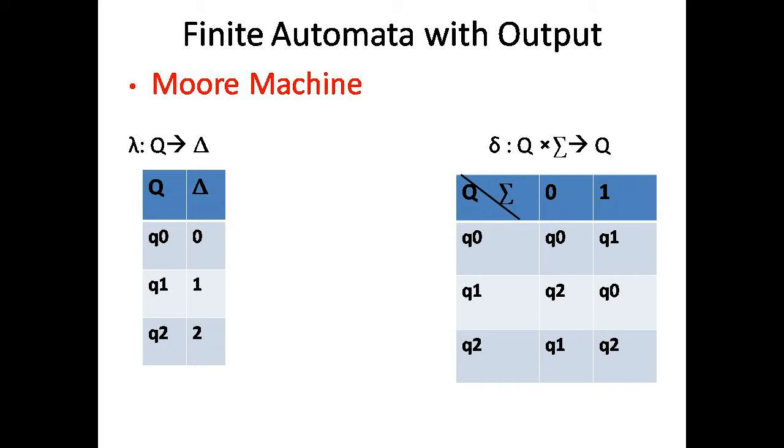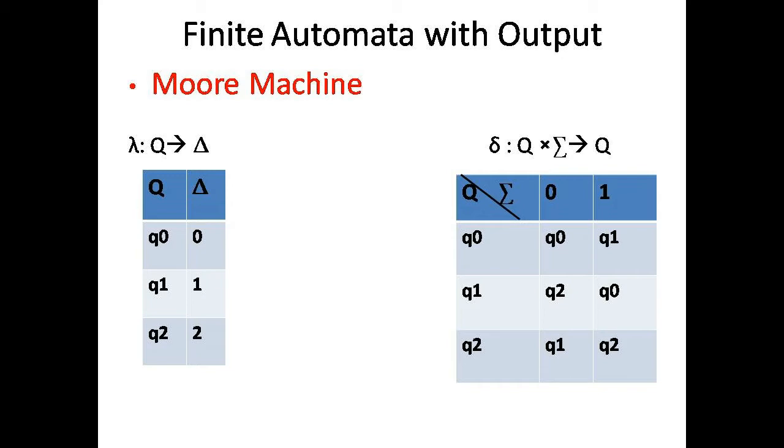Now, in the lambda machine function, Q0 is the 0 remainder state, it will produce the output 0. Q1 is the 1 remainder state, it will produce the output 1. Q2 is the 2 remainder state, it will produce the output 2. The delta transition function is the same as the divisibility by 3 tester for a finite state machine. The delta produces the finite set of states.